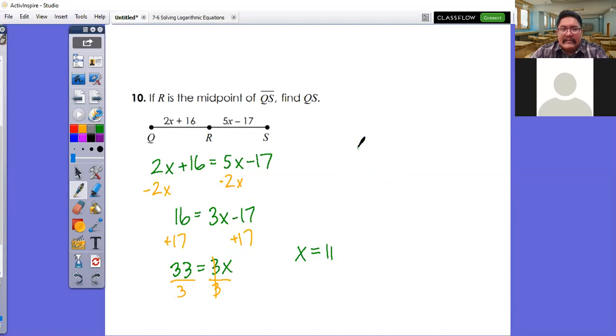So QS, that means the whole segment. So I'm going to plug it into here. So 2x, so 2 times 11 plus 16. Now, if it was just asking for QR, we could just do this and be done with it. But it also wants the whole thing. So this means we're going to have to add the other one to it, 5x minus 17. So this RS segment is going to have to be added in there as well. Oh, I put x in there when I meant to put 11, because we now know that x is 11.